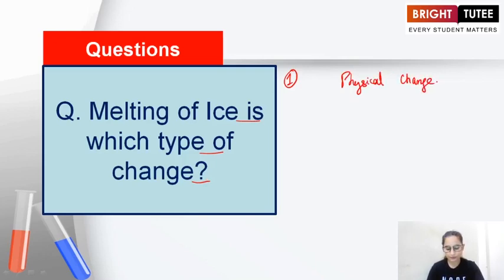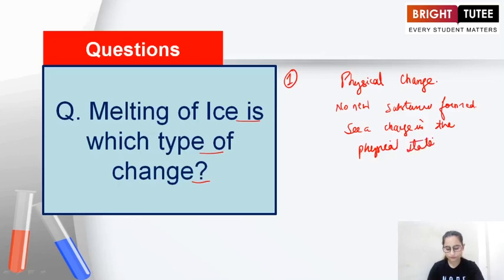Alright? But if you are asked for an explanation, you will tell that there are no new substances formed, right? We are only able to see a change in the physical state of water, right? We are only obtaining change in the physical state of water. So this is a physical change, right?